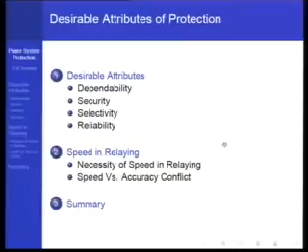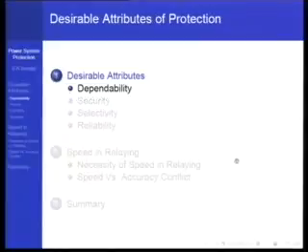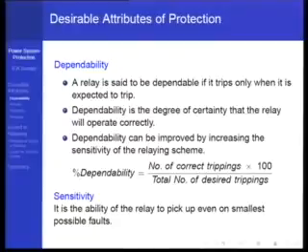In addition to that, we have the issue that relaying should be fast and accurate, so speed as well as accuracy. Now let's look at dependability. A relay is said to be dependable if it trips only when it is expected to trip. So it characterizes the correctness of its operation. That is the primary criterion that dependability captures. In other words, it is a degree of certainty that the relay will operate correctly.